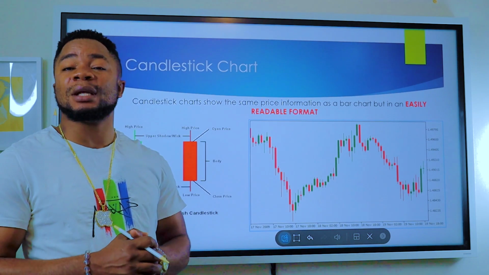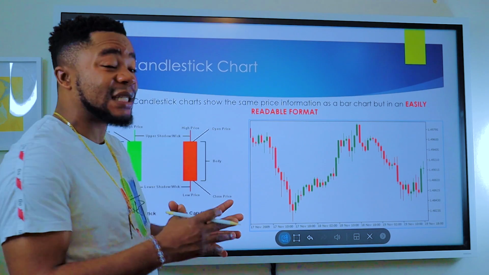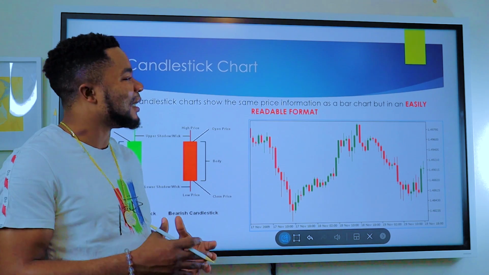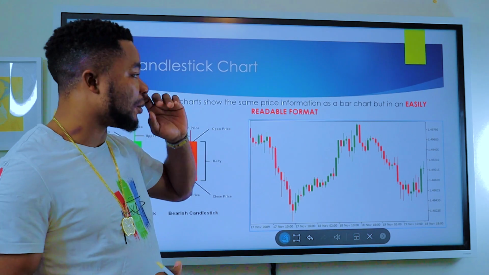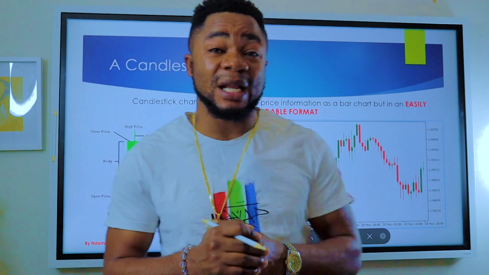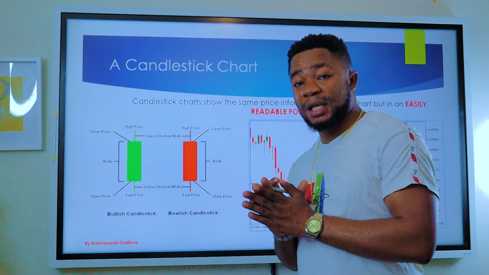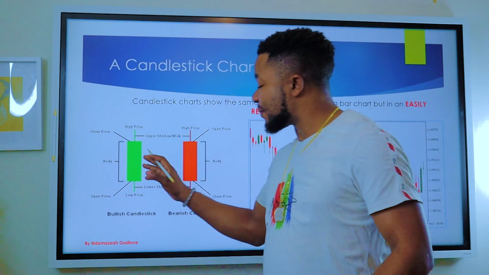Now we are moving down to the candlestick. The candlestick now has the same information as a bar chart, but in an easily readable format. That is the most important thing you have to be able to master when it comes to the three types of Forex chart.